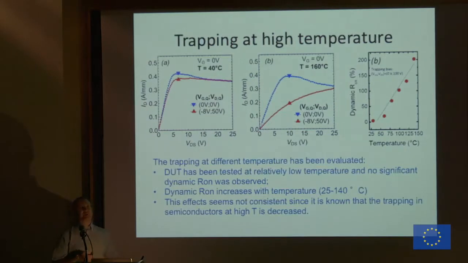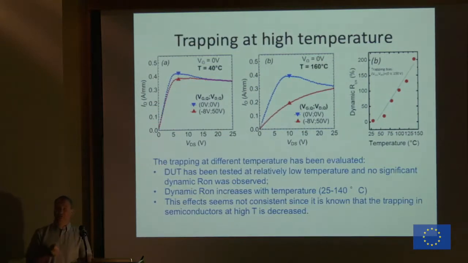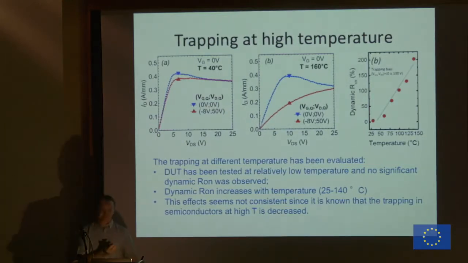Then we went to higher temperature. Same device, same bias condition, huge current collapse. Wow, this was something we did not expect, because in general, if you go to silicon physics and take a silicon device with some traps, and you do the measurement at higher temperature, you see much less trapping.